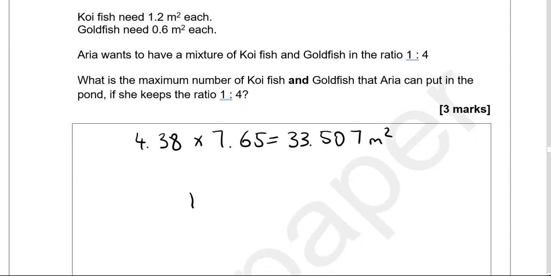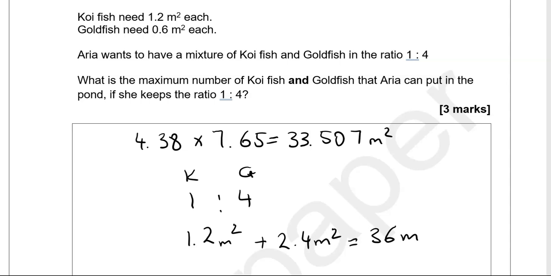Looking at the ratio of 1 to 4, so 1 is for koi fish and 4 is for goldfish. If having 1 koi fish and 4 goldfish, that would be 1.2 square meters, and 4 lots of 0.6, which is 2.4 square meters. That is going to be 3.6 square meters.